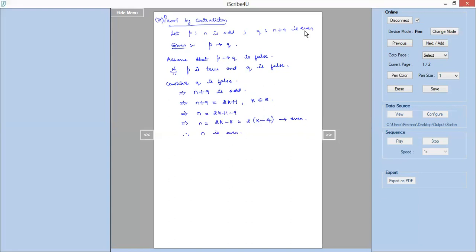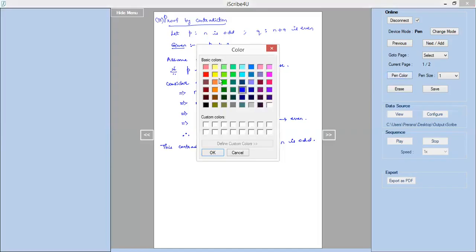n is even. But what is our P? P is n is odd. But we have arrived at the contradiction of it. So this contradicts the part that we have already taken, P is true. So according to our assumption, this is a contradiction. So this contradicts the assumption that n is odd. We have taken the assumption here, no? I'll just underline that for you and show.